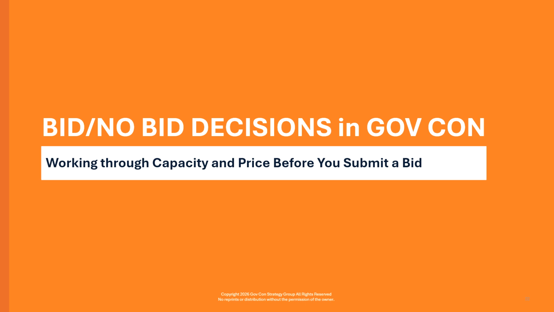You will learn how to calculate your true cost, compare your price to the market, estimate the quantity needed to meet your profit goal, and confirm whether your business can actually deliver at that level. The goal is not to scare you away from bidding. The goal is to help you make a disciplined decision before you commit. By the end of this lesson, you should be able to look at an opportunity and say, with evidence, this is a bid, this needs modification, or this is a no bid.